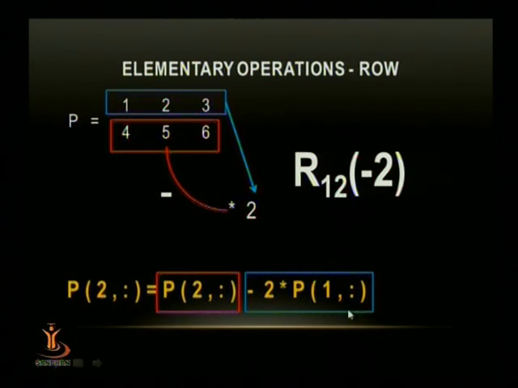That's what I do. I extract row 1, p1 comma colon, so all columns of row 1. I multiply that with minus 2 and I add it to my second row, that is p2 comma colon, that is all columns of second row, and I write it back in space of row 2.